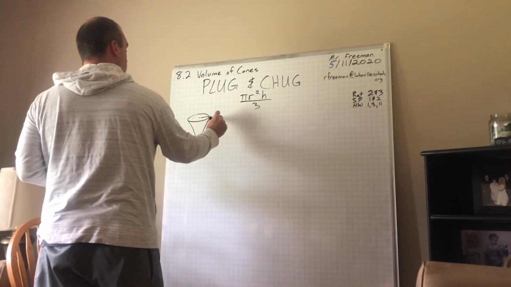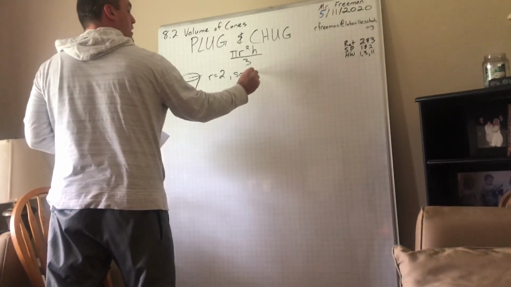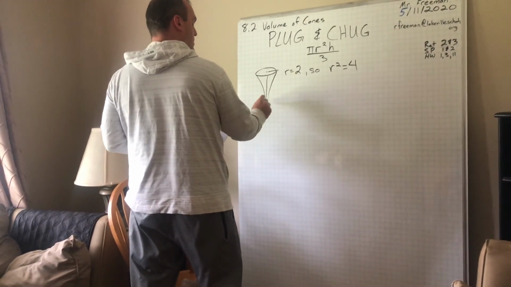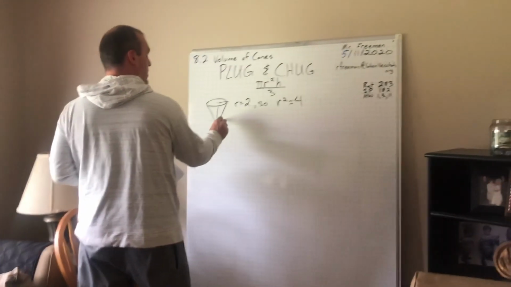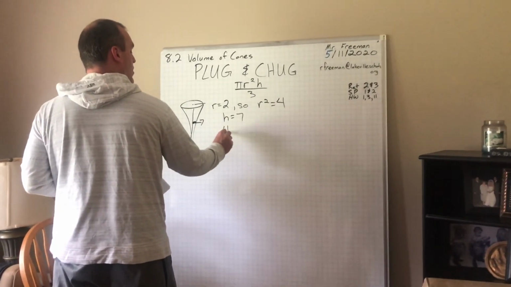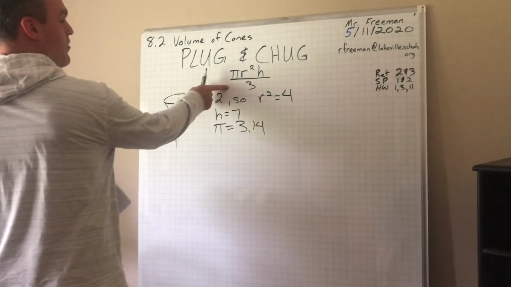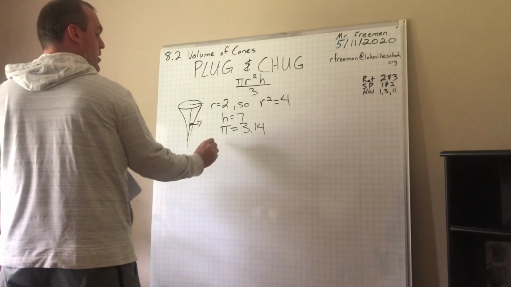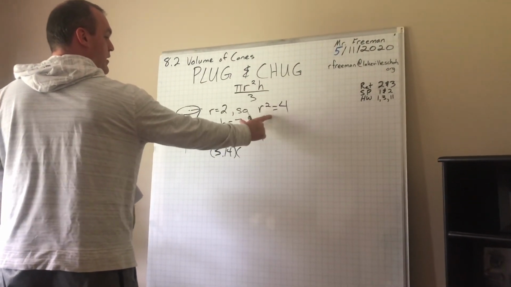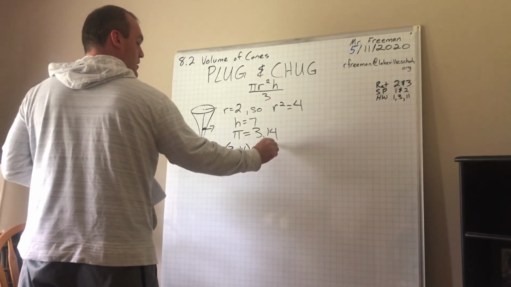They give you that the radius equals 2, so my radius squared equals 4. They give us that the height is 7. So we say our height is 7, and we know our pi, we're always using 3.14 for pi. So our formula, we just plug in what we know. We know that pi is 3.14, we know that r squared is 4, and we know that h is 7.